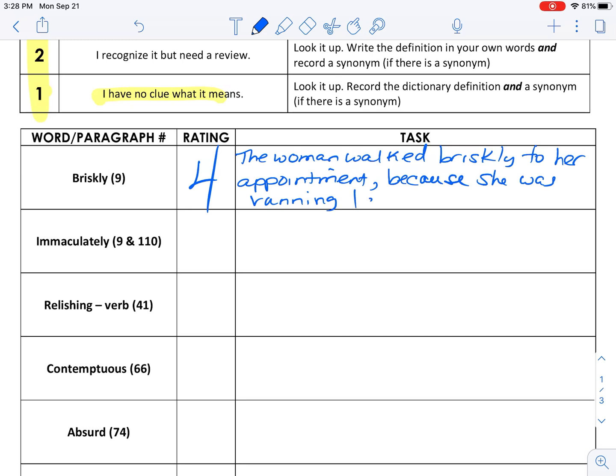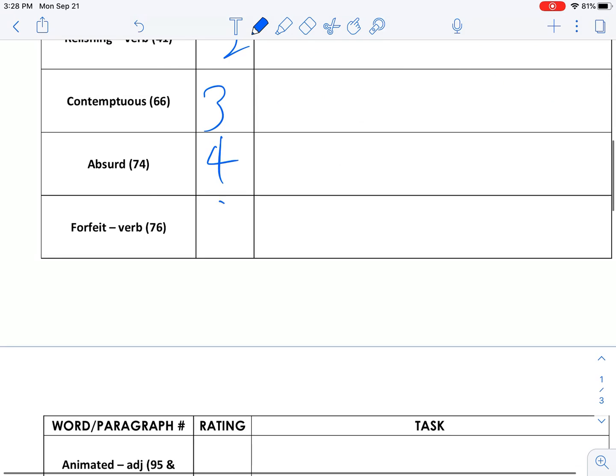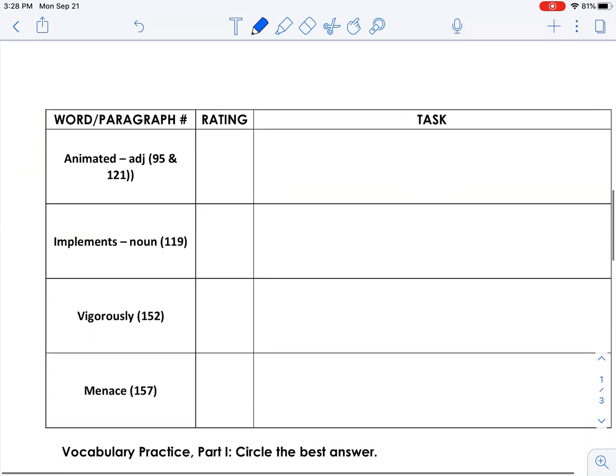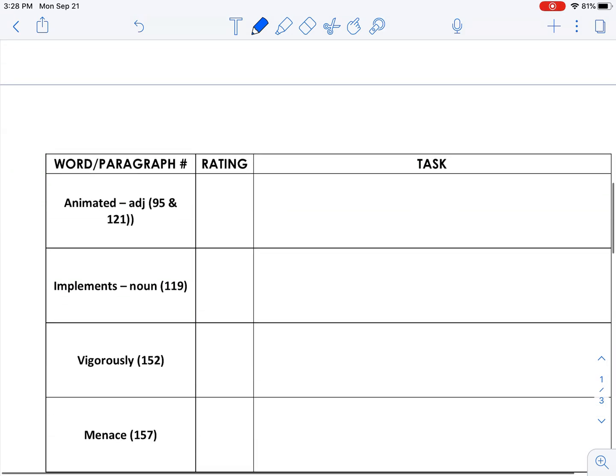Now, the reason that's a context sentence is because the fact that she's running late would indicate she has to speed up a little bit, right? And walking briskly is walking at a brisk or a speedy, energetic pace, right? So I would go through and maybe rate my understanding of each word, and look them up or accomplish each task. That's a 4.